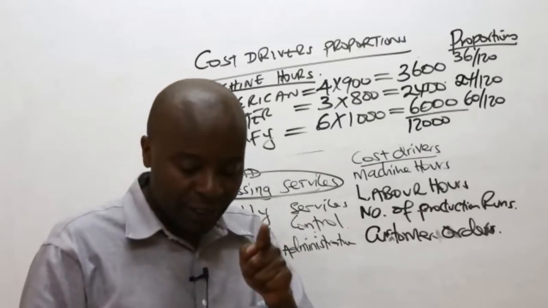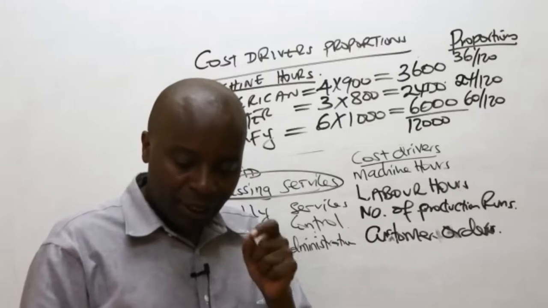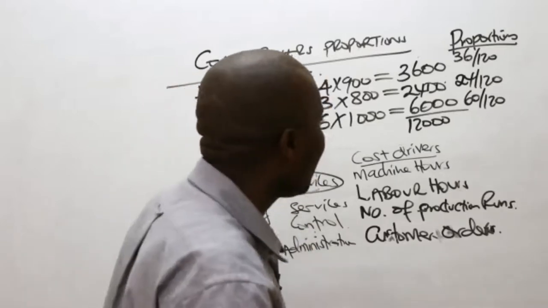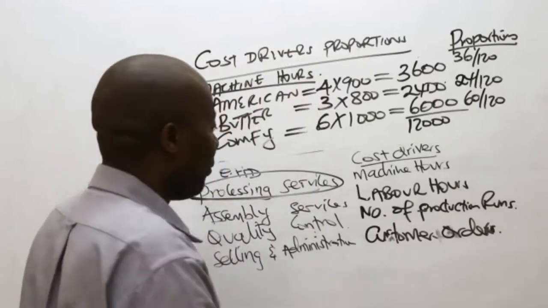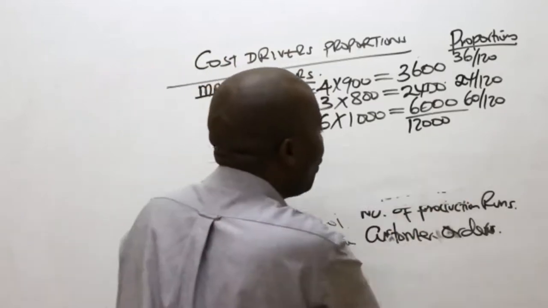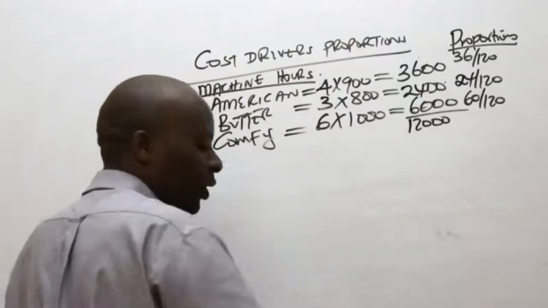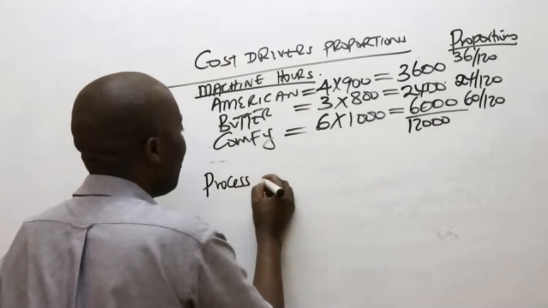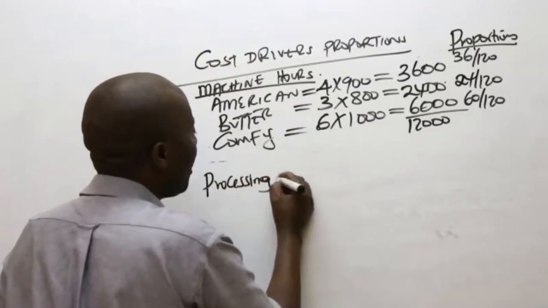The processing services overhead is 3480,000. So kindly help me to do the apportionment. Help me to do the apportionment of processing services, the processing overhead.